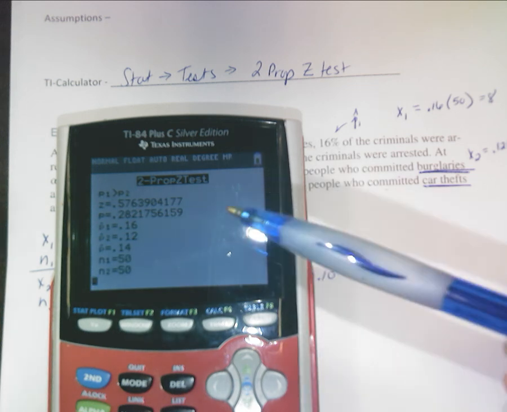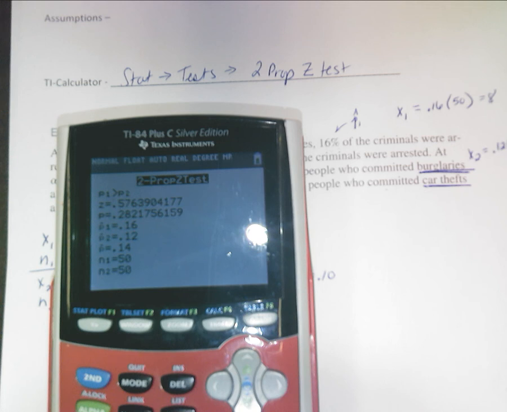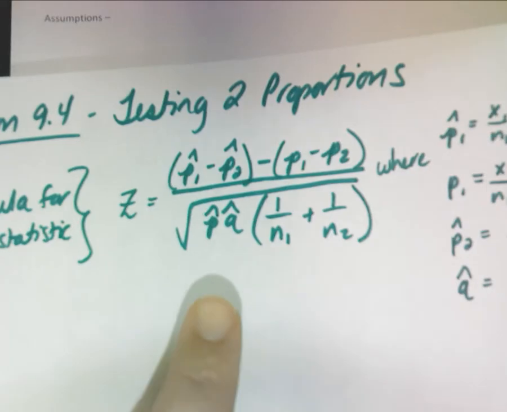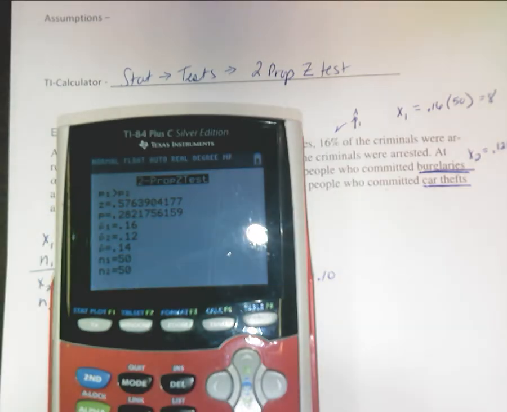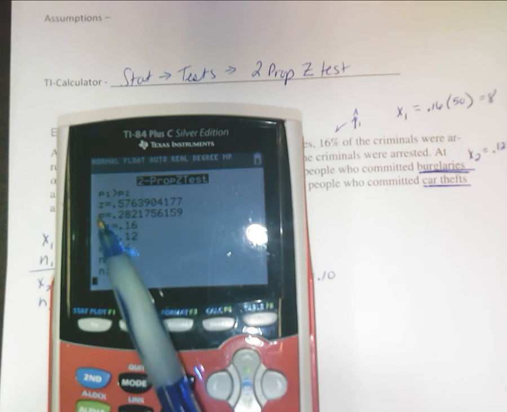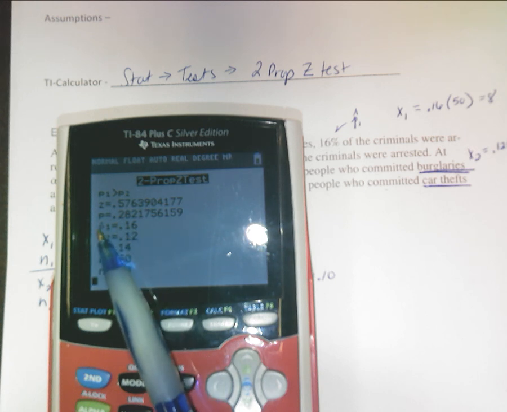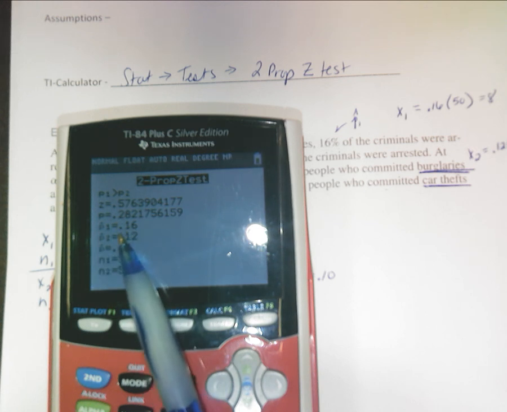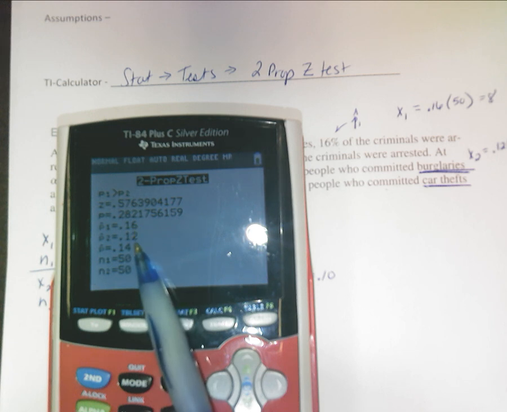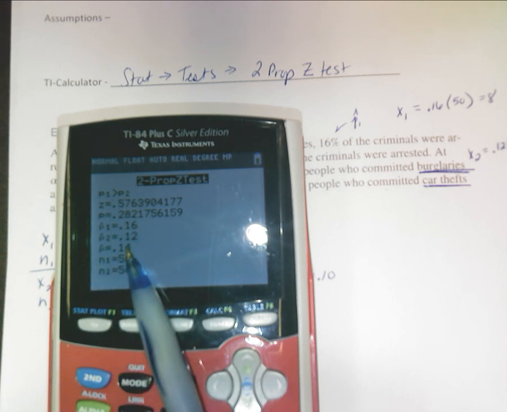Okay, now look at all these things that they've given to us. This is the Z that you would have gotten had you done the formula. The calculator gave it to you. So I don't know why professors make you do it, but they do. This P underneath the Z is your p-value. This is p hat 1, which is 16%, and p hat 2, which is 12%. So I did it right because I got 0.16 and 0.12 here. Our proportion for the population is 0.14.